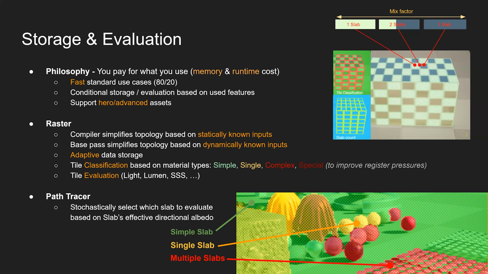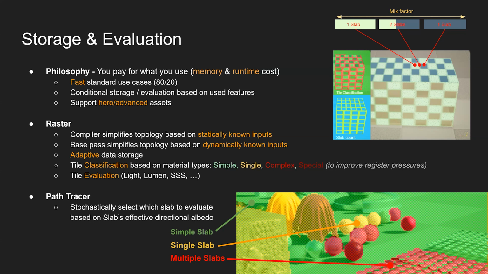So you can see at the top right here, there are two materials being blended horizontally, mixed together: a green plastic and some yellow metal. You can see that the tile classification only shows complex tiles where the two slabs are present. So you will only pay the cost of the complex evaluation of two slabs on those tiles, and all the other tiles will go the fast path for basically just a diffuse and specular. So that shows that the base pass shader, when it writes those data, will adapt dynamically to the input.